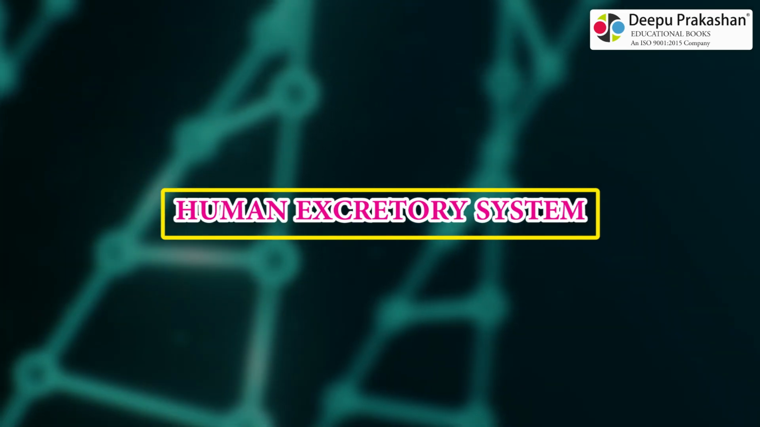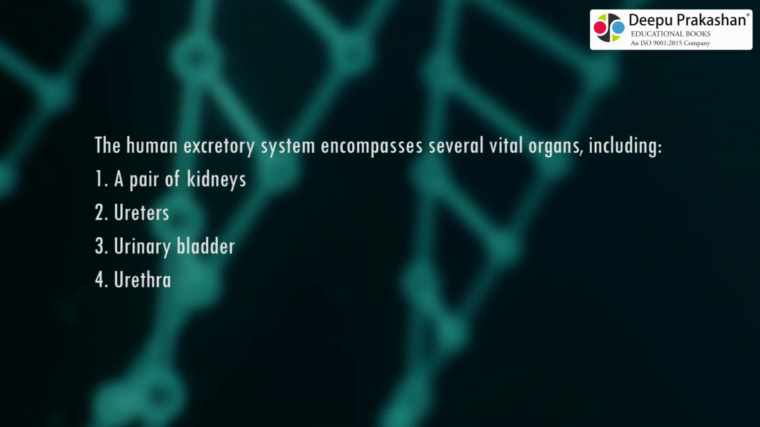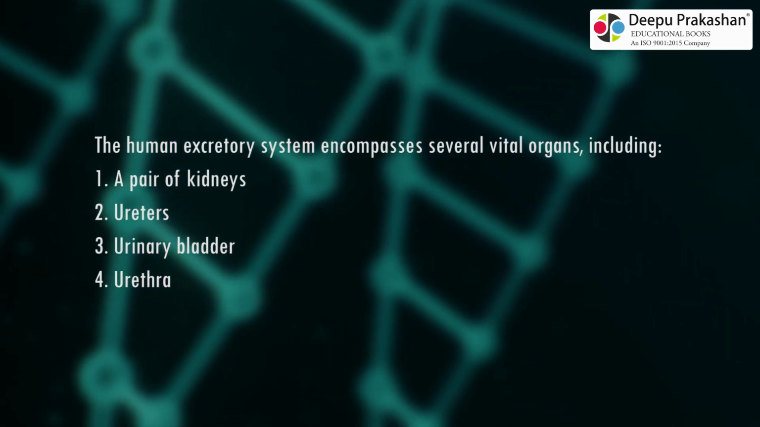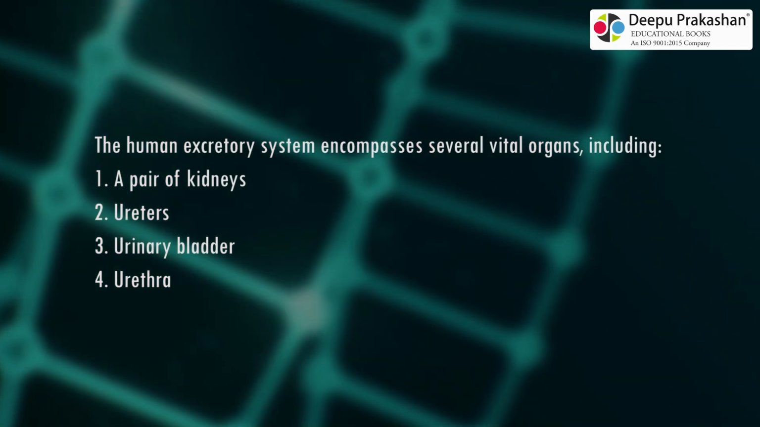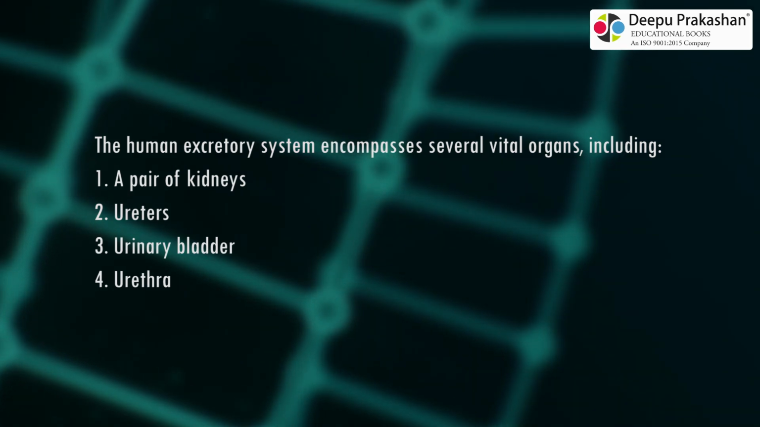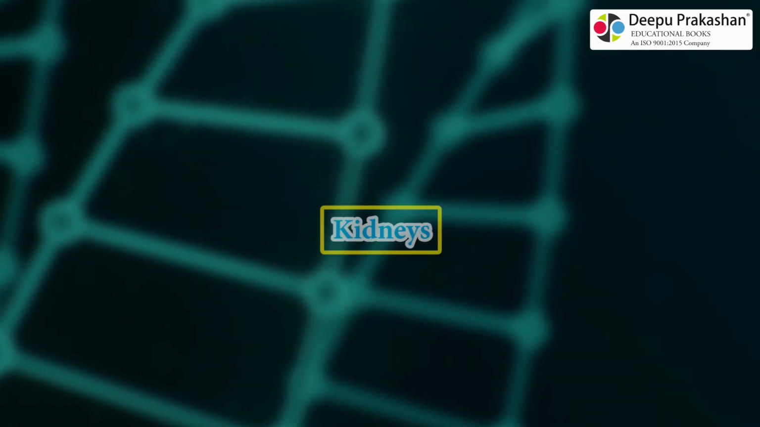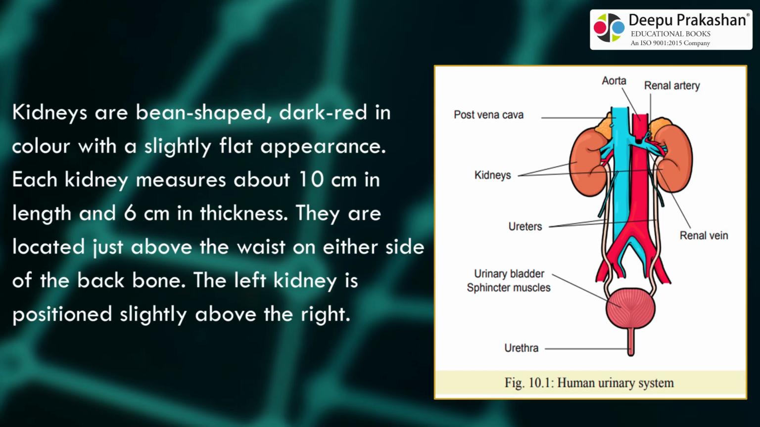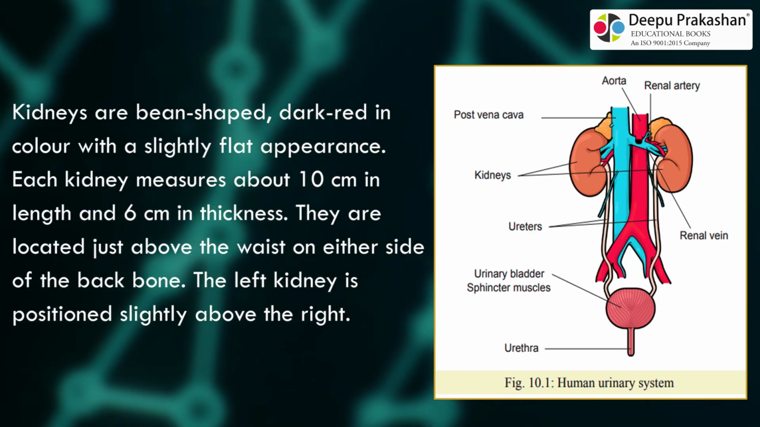Human excretory system. The human excretory system encompasses several vital organs, including: 1. A pair of kidneys. 2. Ureters. 3. Urinary bladder. 4. Urethra. Kidneys. Kidneys are bean-shaped, dark red in color with a slightly flat appearance.